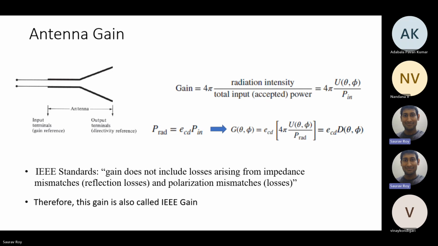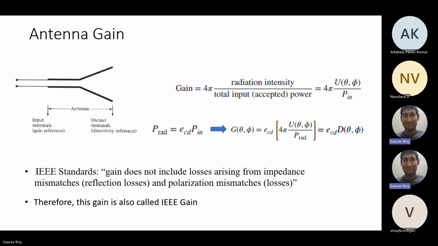Here, in addition to directivity, we are taking into account how much power the antenna accepted, not just some power of the antenna. We are taking care of how much power was accepted at the terminal of the antenna. So the definition says gain equals 4 pi times radiation intensity divided by total input power. Total input power means total accepted power at the antenna terminals.